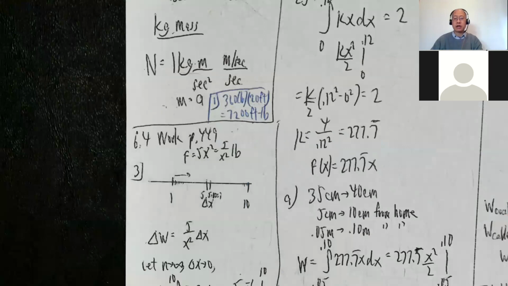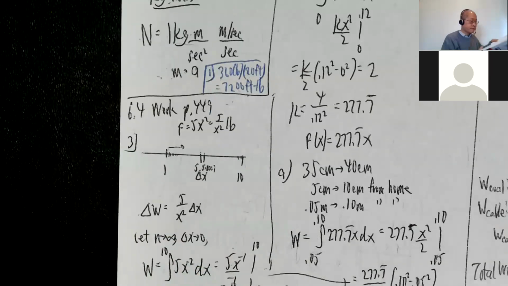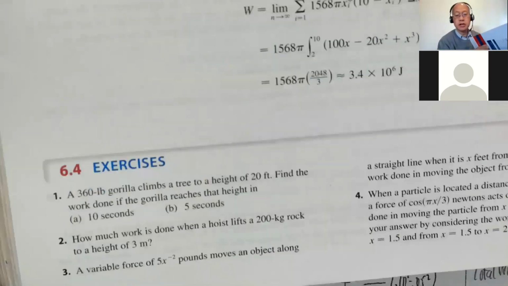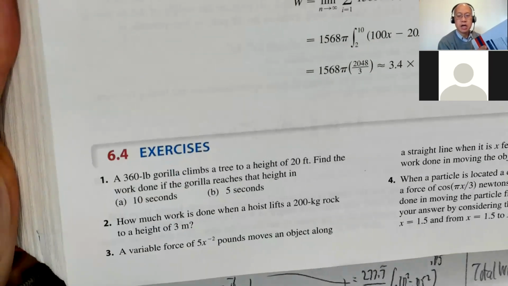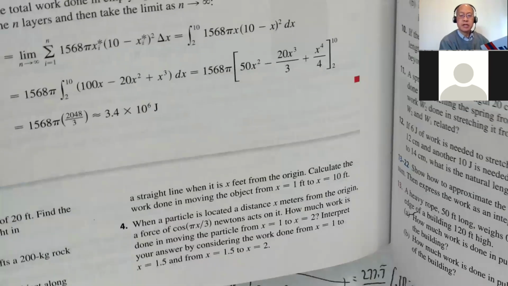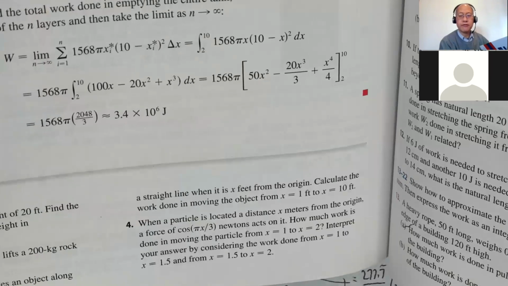So what about the rest of the problems? What makes them harder? Let's look at 3. A variable force of 5x minus 2 pounds moves an object which is x feet from the origin. Calculate the work done in moving the object from x equals 1 foot to x equals 10 feet.